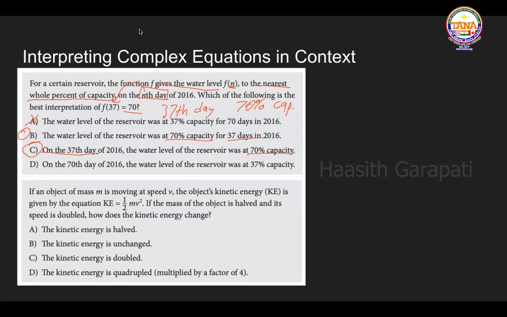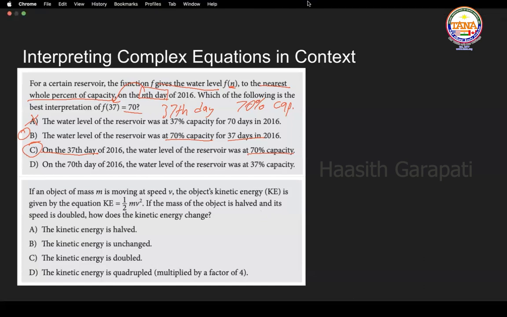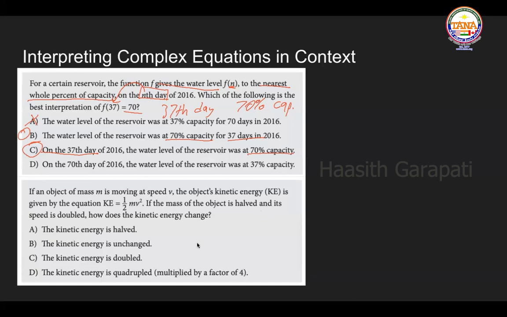Okay, now what about the next question? Oh, whoops, my bad. Okay, if an object of mass m is moving at a speed v, kinetic energy is given by KE equals half times m times v squared. If the mass of an object is halved and speed is doubled, how does the kinetic energy change? Okay, you might be a little bit confused because you're like, how am I supposed to know? They didn't give me a value of m or v.